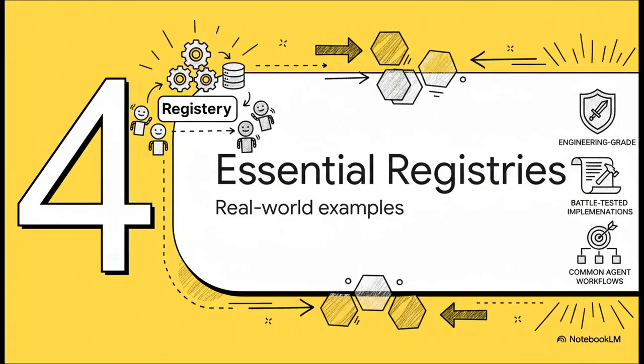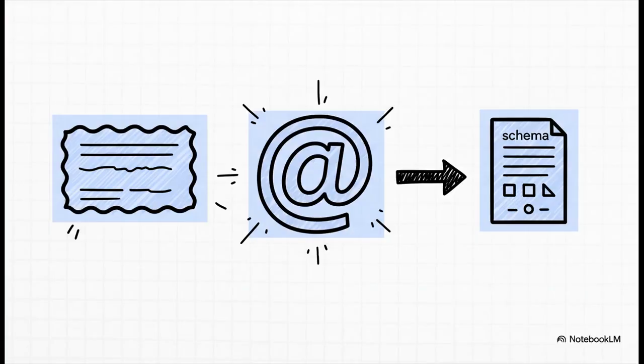Okay, so that's the 4-axis model. It's a really powerful mental map. But now, let's make this way more concrete. We're going to look at 3 battle-tested engineering-grade registry implementations that you can go and build today. And we'll see how they map to that theory. First up is the classic tool registry, an absolute must-have for function calling.